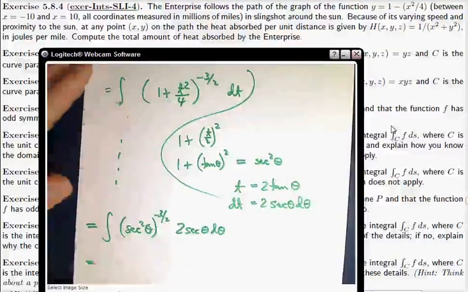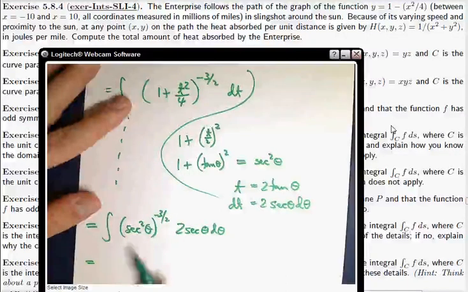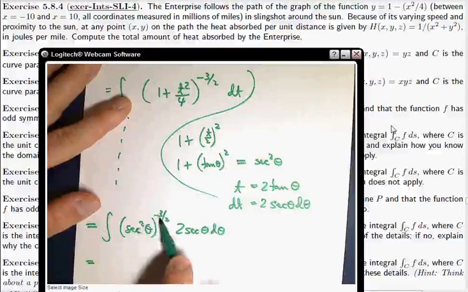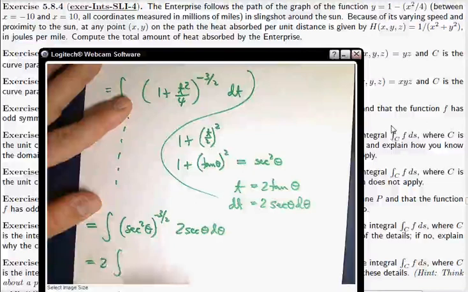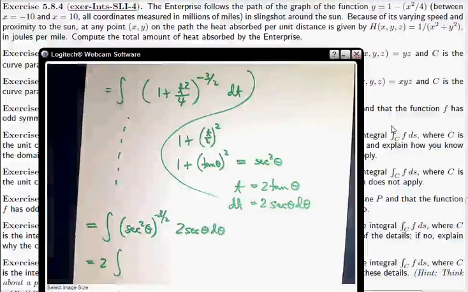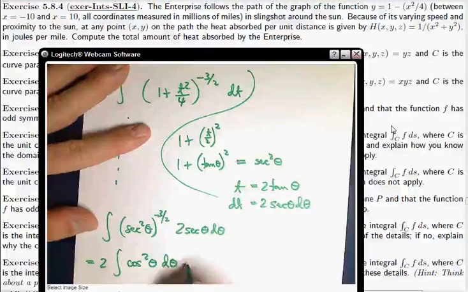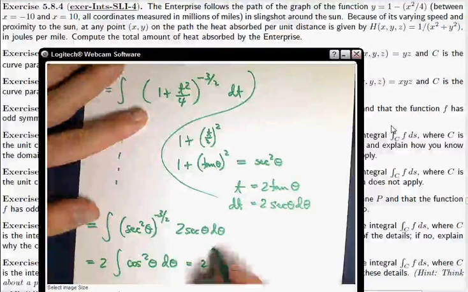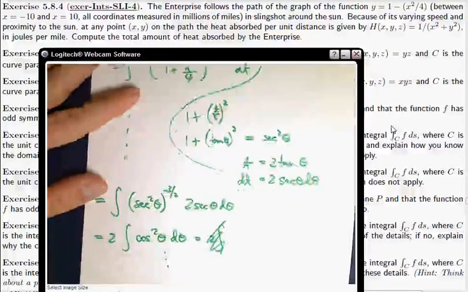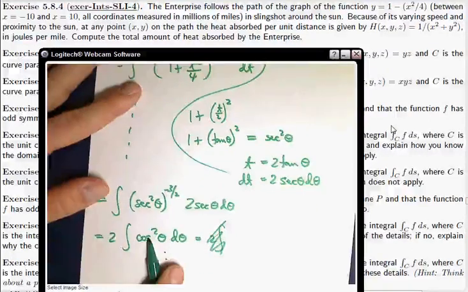And let's see here, well, altogether, secant squared to the negative 3 halves is secant to the negative 3. And here I have secant to the 1. So altogether that's secant to the negative 2. And we'll see secant is 1 over cosine, so secant to a negative power is cosine to a positive power. You get just cosine squared theta d theta. Anyway, I'm going to leave the rest of this for you guys because I hope you guys will know how to do this.